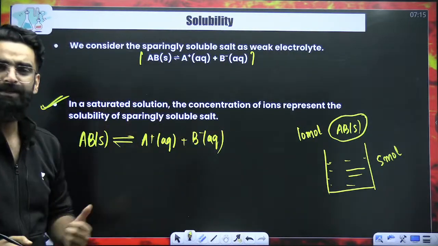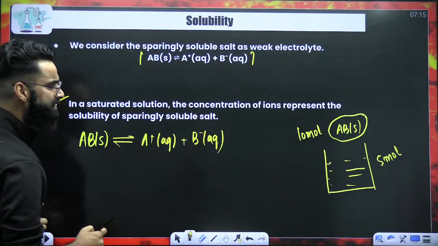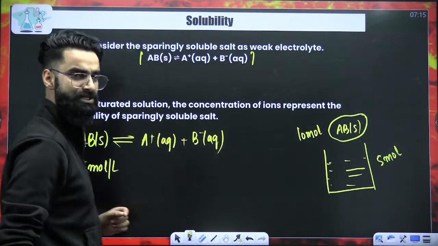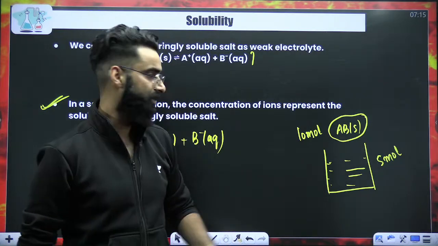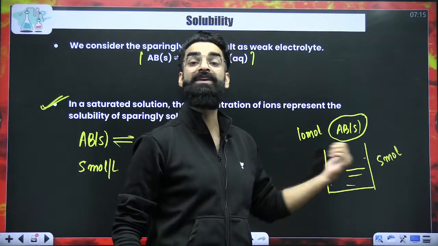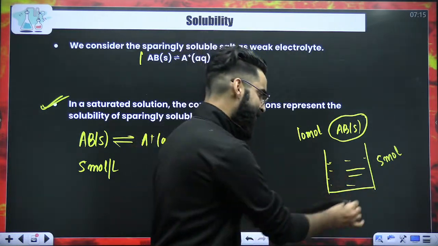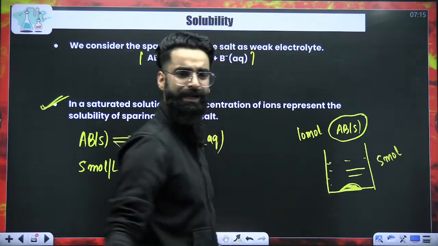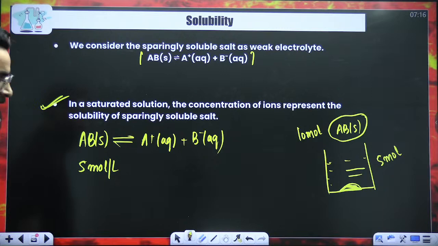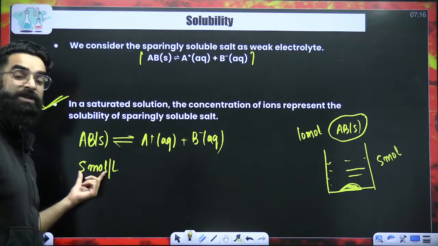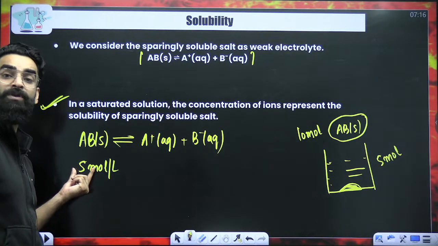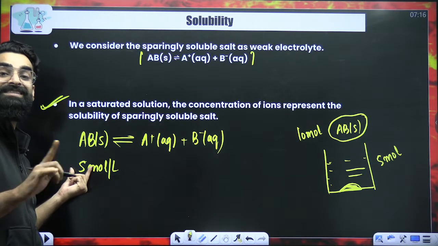So at this point, should I say the solubility of the salt is 5 moles per liter, or should I say it is 10 moles per liter? No doubt you're introducing 10. Out of 10, 5 moles are adjusted in the spaces in the form of ions, right? The remaining 5 moles are going to settle at the bottom only. As simple as that. Now, 5 moles per liter: this amount of salt will be present in the spaces in the form of ions.